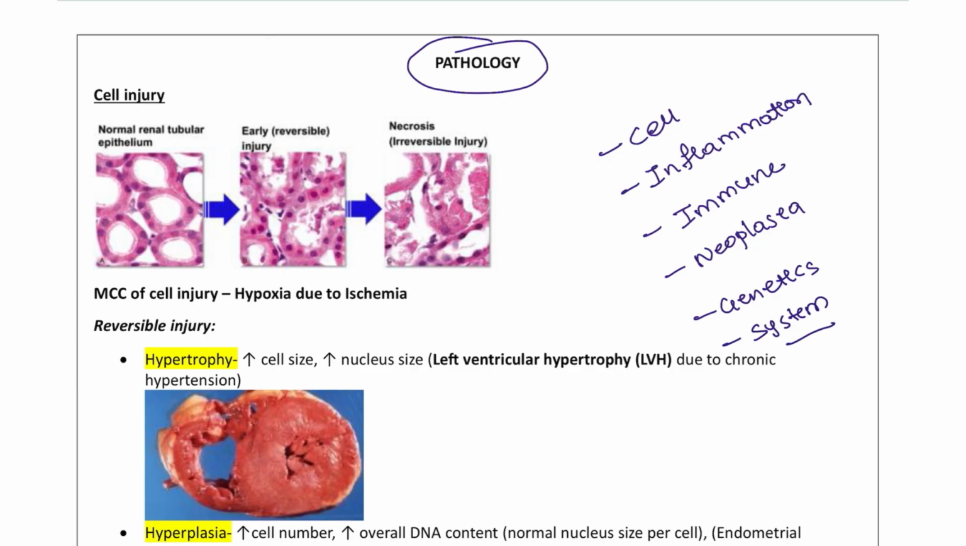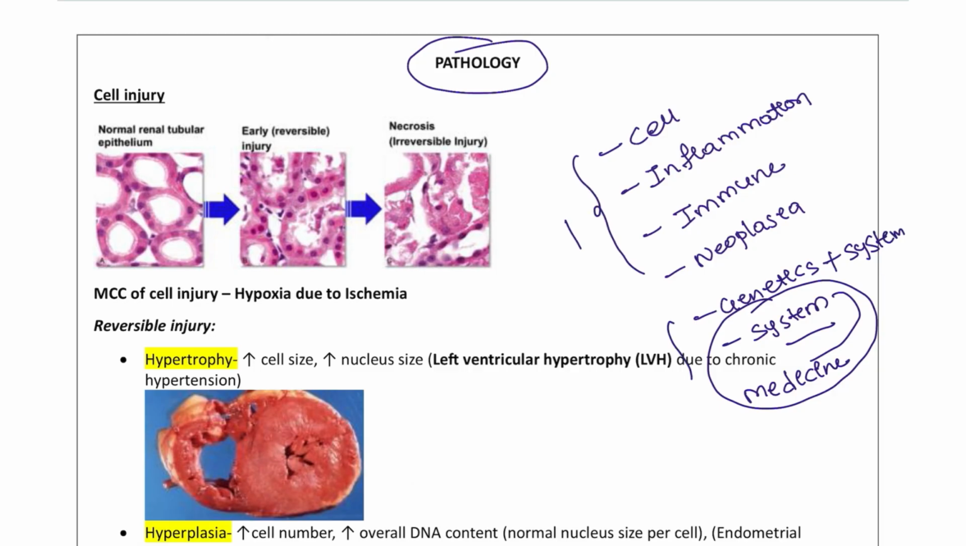In the systems, mostly I will be involving this in medicine. Okay, so the systems will be involved in medicine. Only a few points, genetics plus the systems, will be included here. Okay, so this is part 1 and this is part 2.